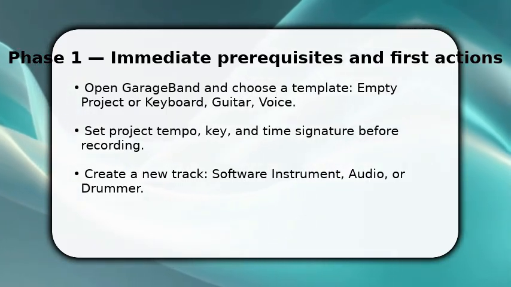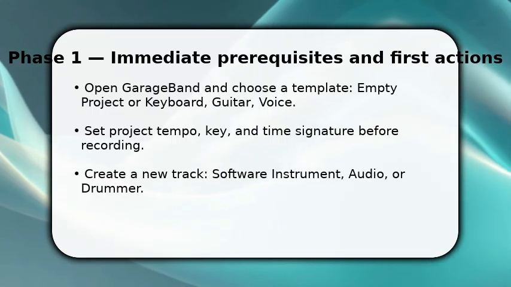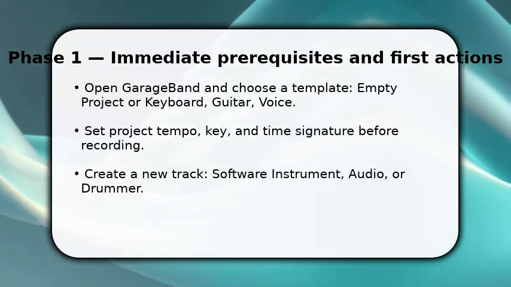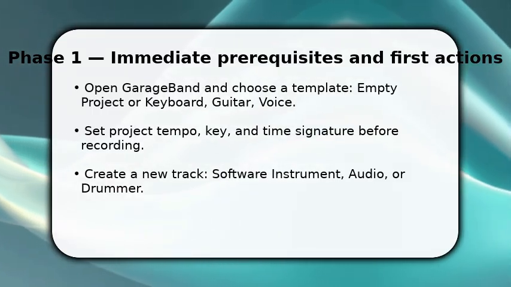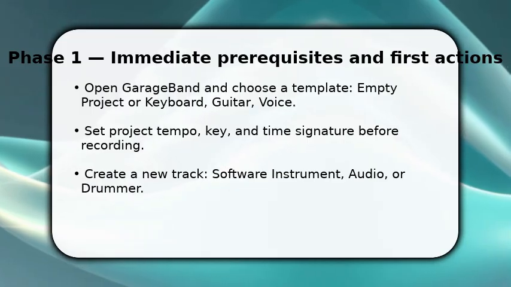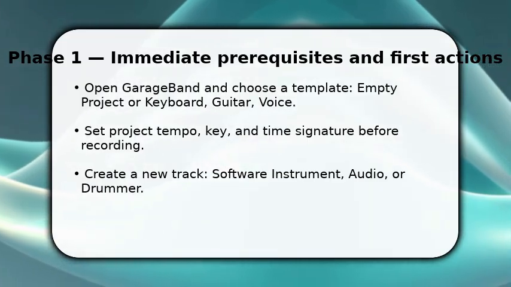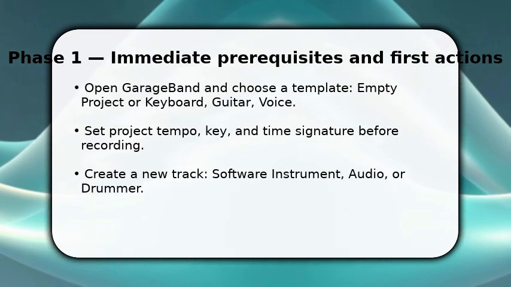Next, add the correct track type. Choose software instrument for MIDI, audio for mic or guitar, or drummer for instant rhythm. Make sure to name tracks and save immediately. This avoids accidental loss and keeps your session organized as you build.